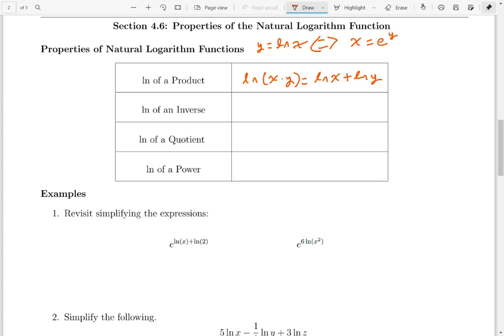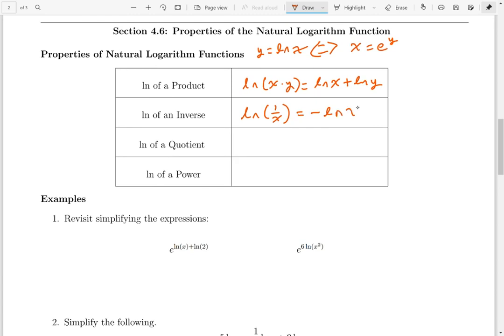Then, if I want to take the natural log of 1 divided by x, that's actually going to be the natural log of an inverse, and this is an interesting property. This is actually going to be the same thing as negative natural log of x. Then we have the natural log of a quotient. That is, if you have the natural log of some x divided by y, that's going to be the same thing as the natural log of x minus the natural log of y.